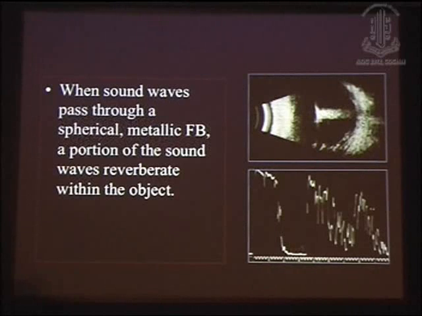When sound waves pass through a spherical metallic foreign body, a portion of the sound wave reverberates within the object. You can see this spherical gunshot pellet. Here you can see the reverberation of the echoes, and in the A scan, the gradual reduction of these reverberated echoes.